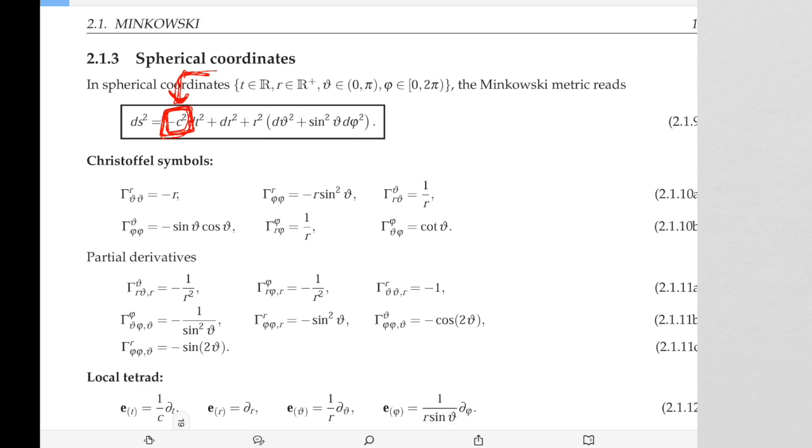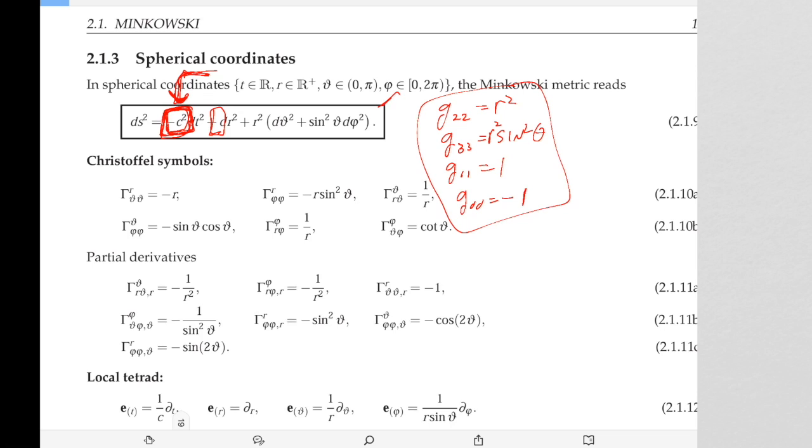But in spherical coordinates now, you still have 1 for the radial, and now for g22, you get r squared, and for g33, you get r squared sine squared theta. So g11 equals 1 and g00 equals minus, well, I'm going to say minus 1. I'm just going to make c equal to 1 in my own brain. So these are the metric coefficients from this interval for spherical coordinates. Flat space-time, Minkowski space-time, spherical coordinates, this is the metric.